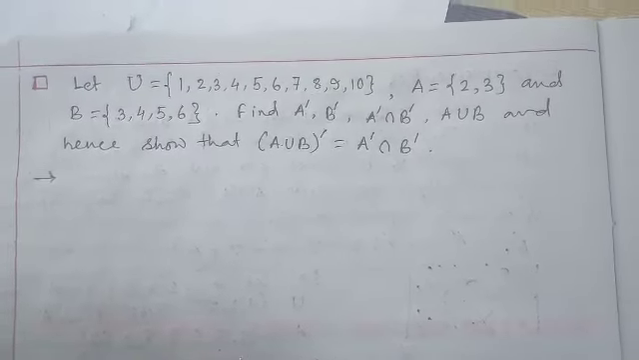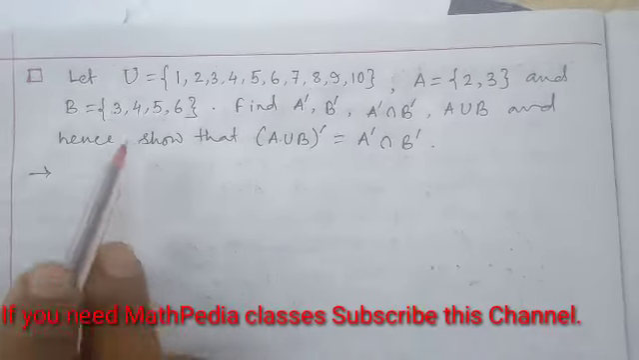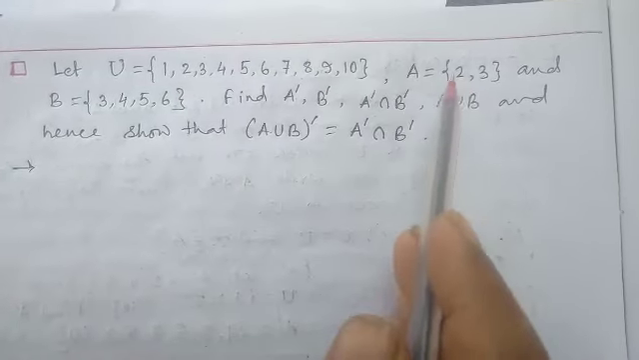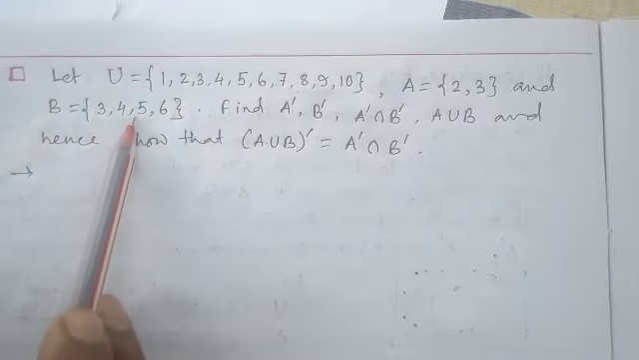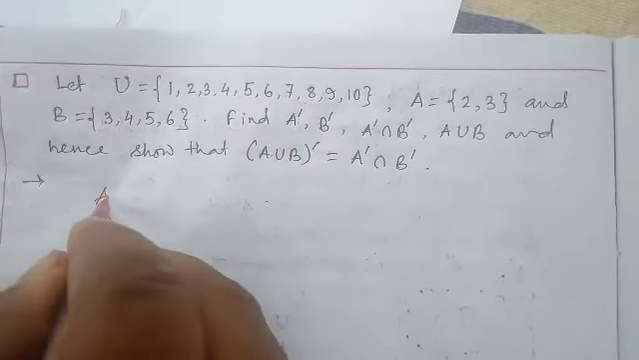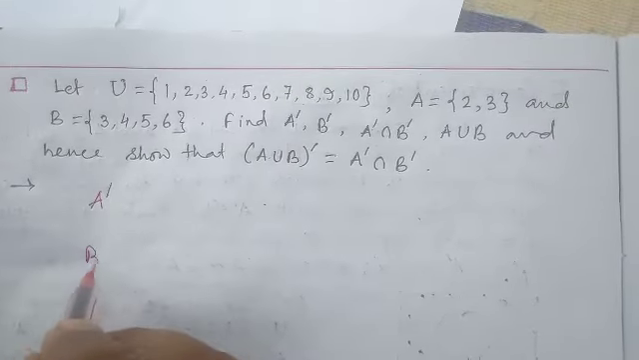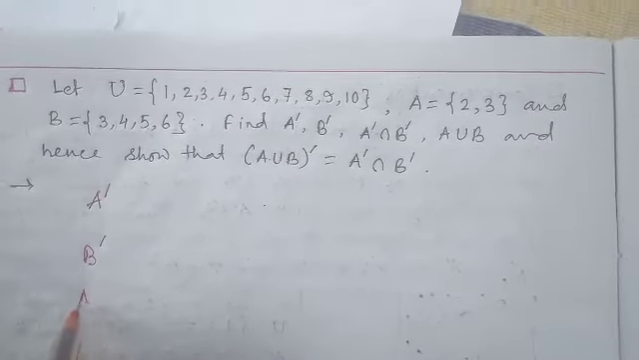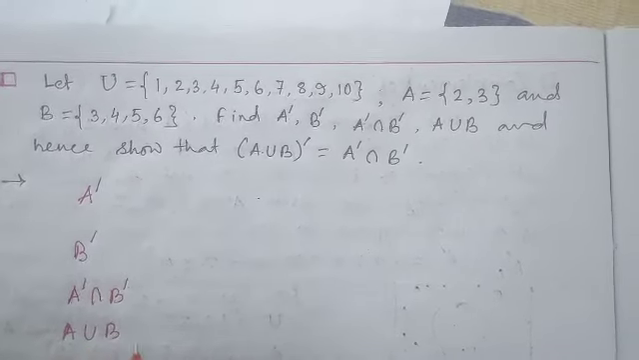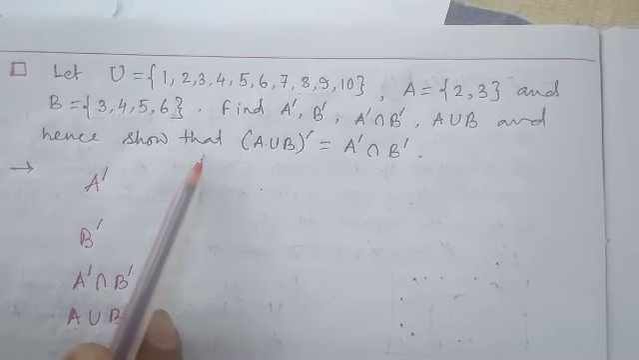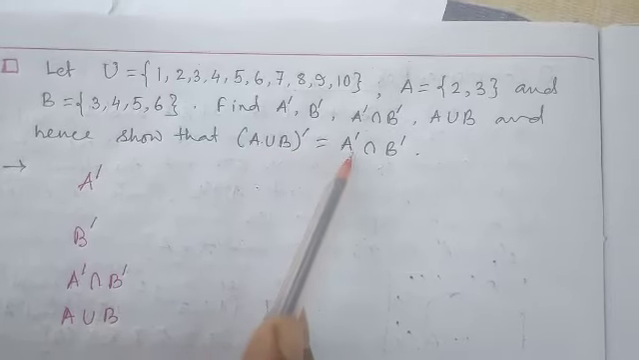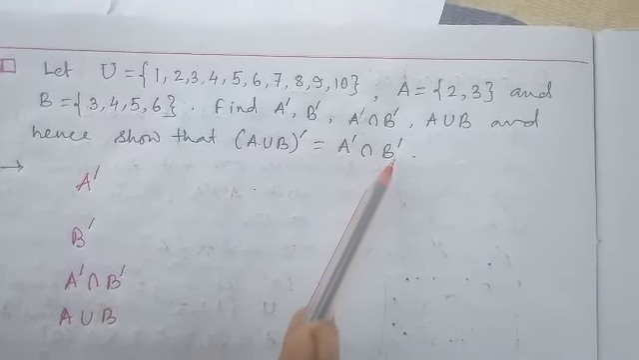Now I am explaining one example. Let U be the set of elements 1 2 3 4 up to 10. Here A equals 2, 3 and B equals 3 4 5 6. Find A complement, find B complement, find A complement intersection B complement, and then find A union B. After that, you have to show that A union B whole complement equals A complement intersection B complement.